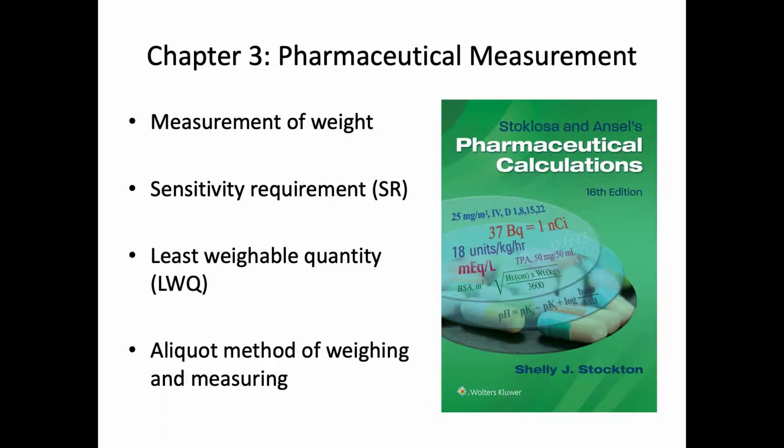Welcome to this lecture on pharmaceutical measurement, primarily focusing on weights and how to precisely weigh a specific amount of active ingredient. I emphasize that accuracy because in this chapter we're going to look at the equipment we are using to weigh our drugs and look at their limitations, and that's where the idea of sensitivity requirement and least weighable quantity come in, because there are times where we might need to obtain a very small amount of drug, an amount smaller than what our scale can accurately measure directly.